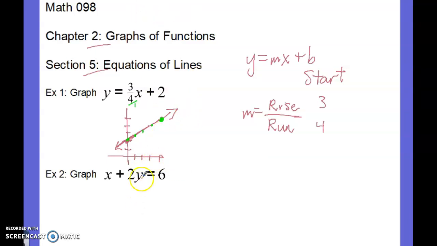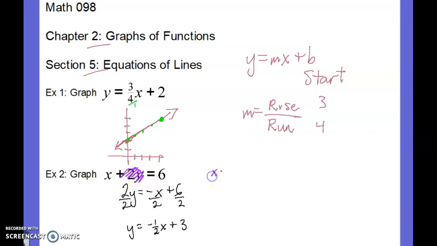So there's two ways to do the next one. Probably the most familiar way is people subtract x to the right side and then divide everything by 2. So you get y equals -1/2 x plus 3 and then graph from there. I also want to point out the method that we talked about in an earlier lesson, where you can find the intercepts by covering up one of them.